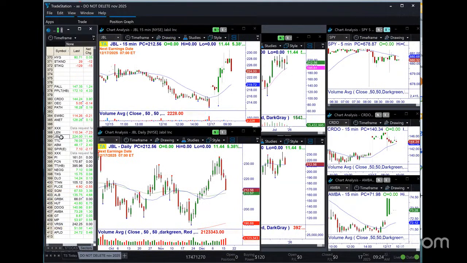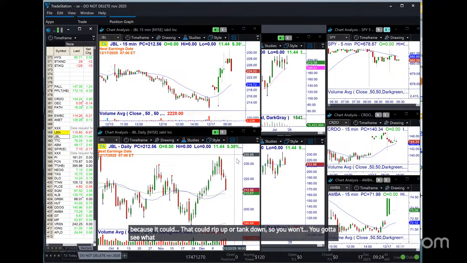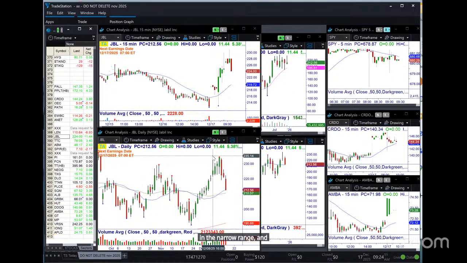Jabil 224. It's a big gap, but there's no pattern. It's gapping. Well, my strategy possibly would be an iron condor for Friday. Let's see what it does at the open. You can't rush into these because it could rip up or tank down. So you got to see what it does in the first 30 minutes. But to do a condor, you want it to stay in a narrow range, and then we'll look at the 235s and the 210s.